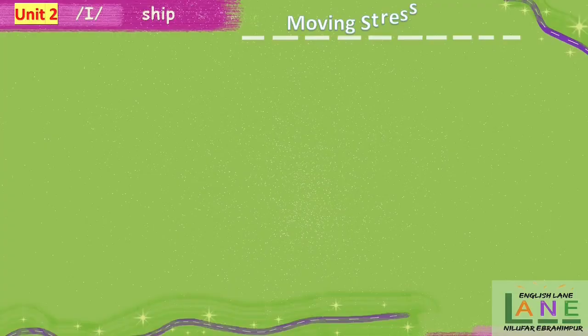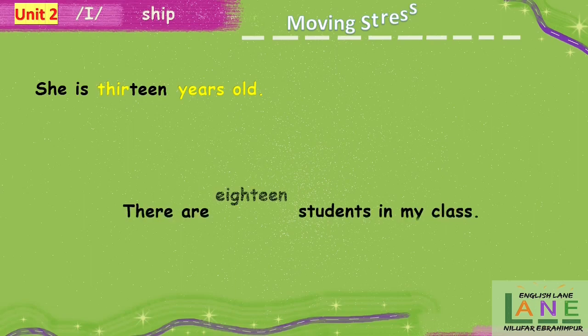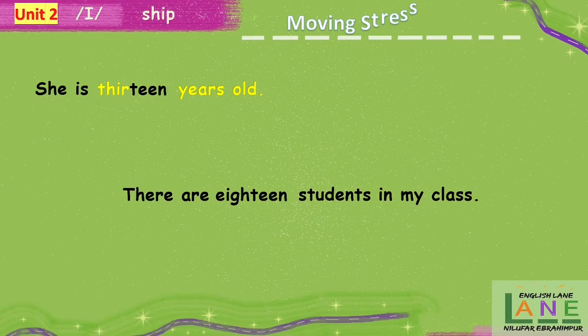Let's see some sentences that show moving stress. What happens here? She's 13 years old. These are stressed too. So, isn't it better for this stressed syllable to move? Okay, this is better. She's 13 years old. The word 18 needs to move stress.